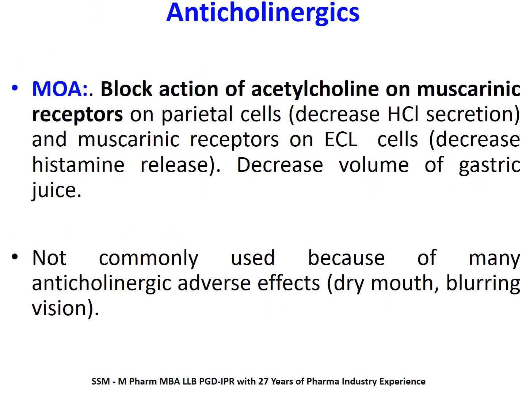Coming to anticholinergic drugs, they block action of acetylcholine on muscarinic receptors. If there is blockage of muscarinic receptor, then in the parietal cell, the proton pump will not be stimulated and there will be decrease in acid secretion. They also block muscarinic receptor on ECL cell or enterochromaffin-like cell, and because of that, there is less secretion of histamine. There is also decrease in volume of gastric juice. They are not very commonly used because many anticholinergic adverse effects are there, like dry mouth and blurring of vision.